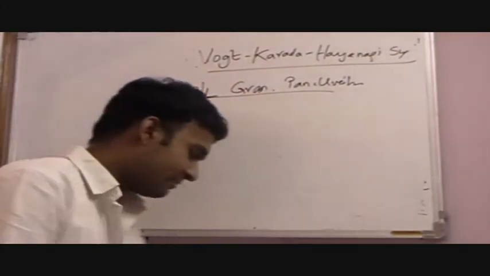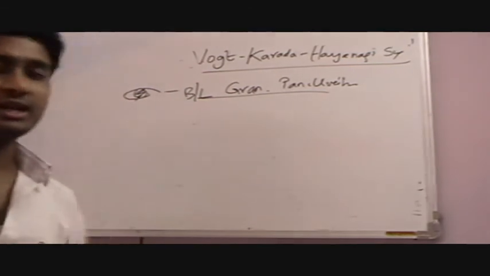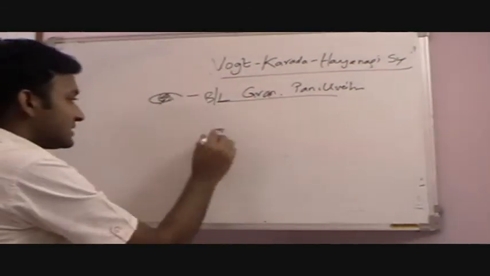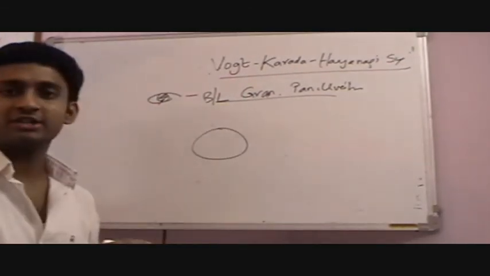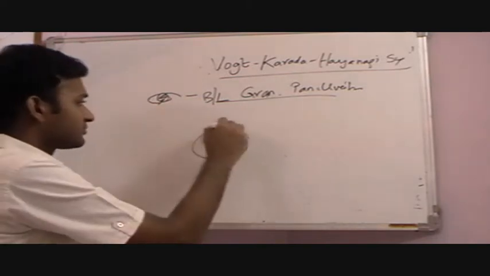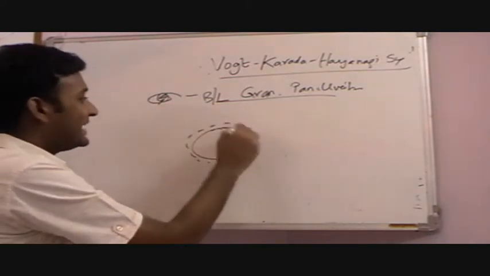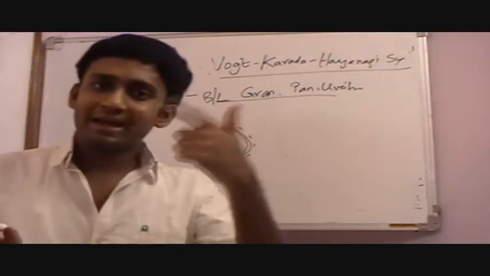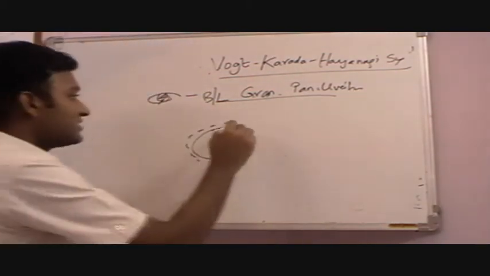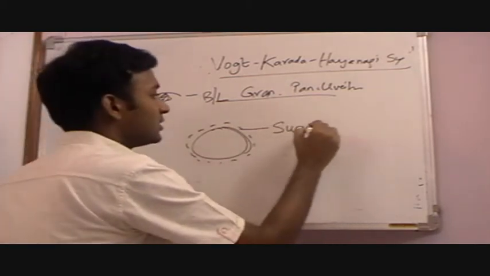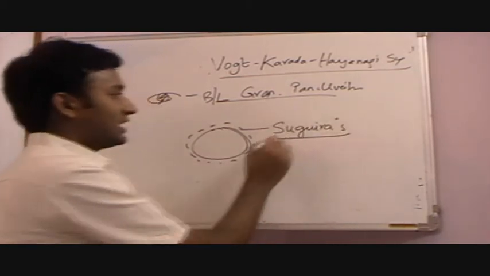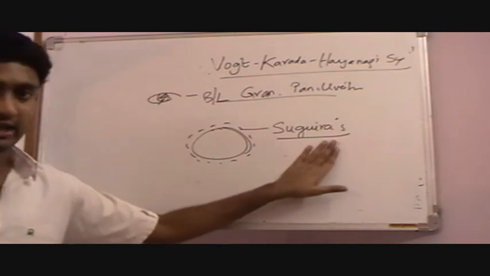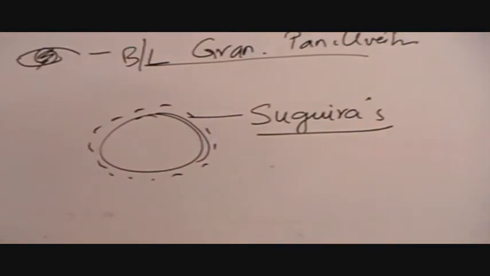Okay, just three important things I want to say. This is the limbus, corneoscleral junction. Okay, limbus. That is a perilimbal vitiligo. Vitiligo is whitening. There's a depigmented lesion. So this perilimbal vitiligo is called Sugiura sign. That is the perilimbal vitiligo.